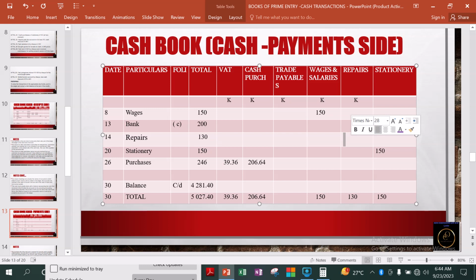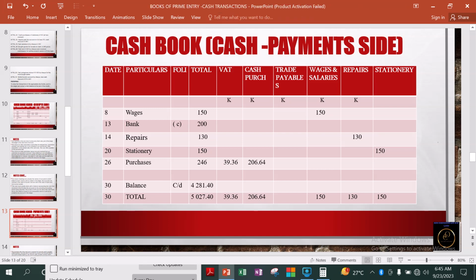I should have indicated this one. I don't know how it missed out, but the total is there. We have that figure included, and we are saying it's coming here. We have the total already there. So that is the payment. So we go to the next transaction.